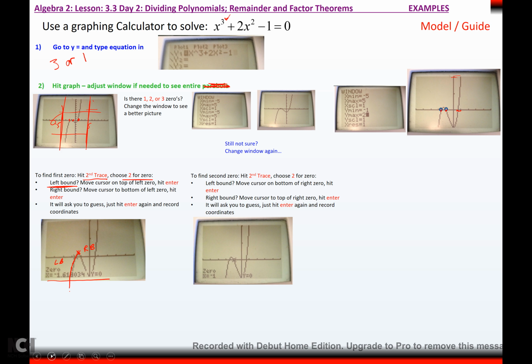Okay, so I do the exact same thing again. You have to hit second trace all over again. Choose 2 for 0, but now your left bound again. Now I've already passed. I left off somewhere right here. So I want to get close to the x-axis, but stop before you touch it and hit enter. That'll mark your left bound. Then go past it. Once you pass the x-axis, stop and hit enter. That will be your right bound. And then hit enter through your guess, and it'll give you the 0, which is at -1.